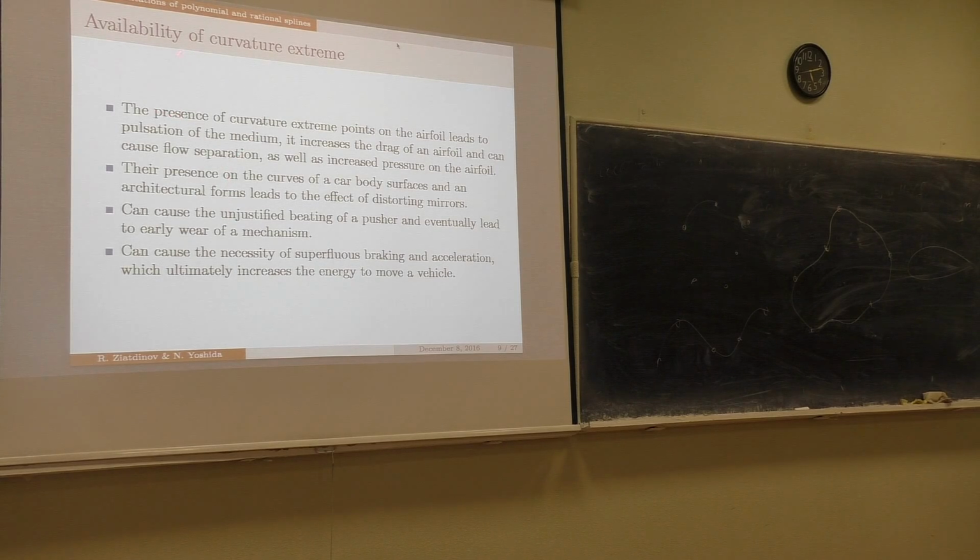If the curvature extremes are present on the curves of car body surfaces or in some architectural shapes, it will lead to the effect of distorting mirrors. It will look not so beautiful. So we call this the effect of distorting mirrors. The availability of curvature extreme can cause unjustified beating of a pusher and eventually lead to early wear of a mechanism. So it's a kind of mechanical engineering. If some mechanisms are moving, they can break quickly if the shape is wrong, if the shape is not optimal. And finally, it can cause the necessity of superfluous braking and acceleration, which ultimately increases the energy to move a vehicle. So in different areas, different problems arise.